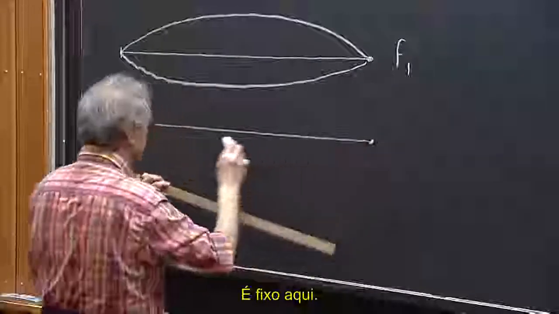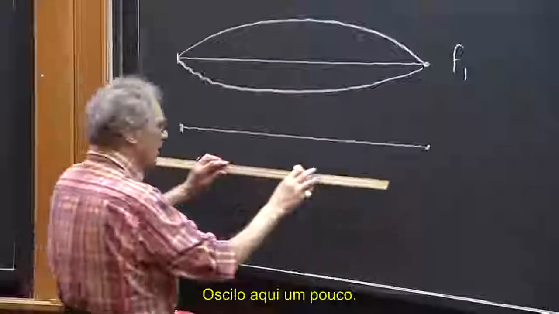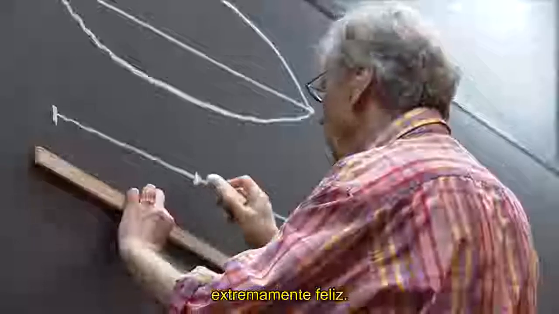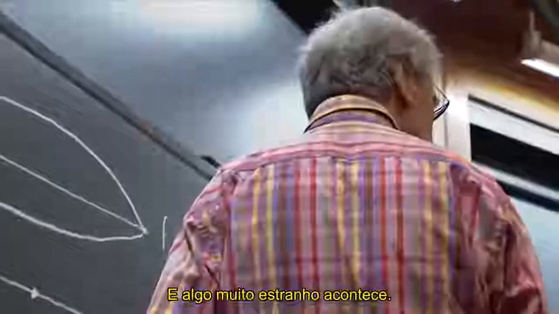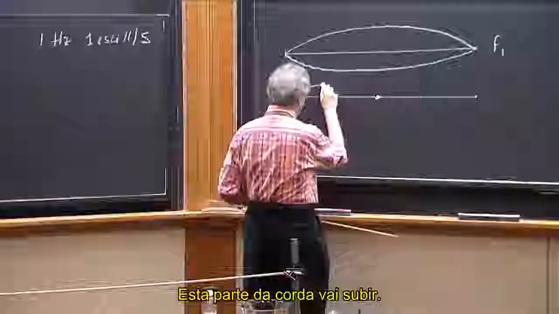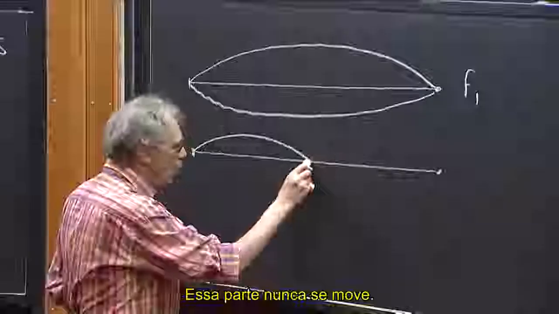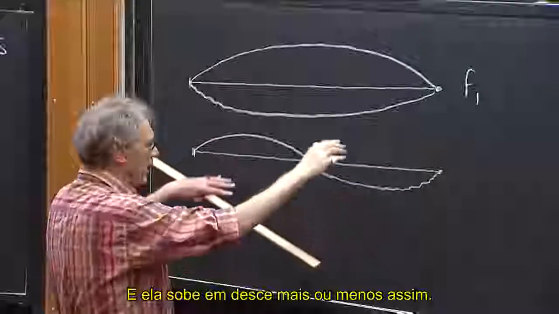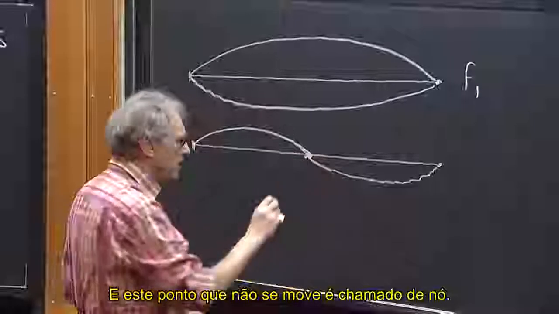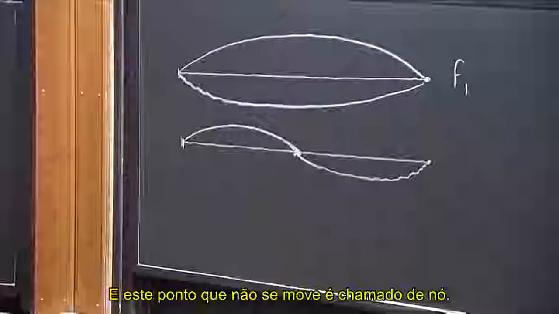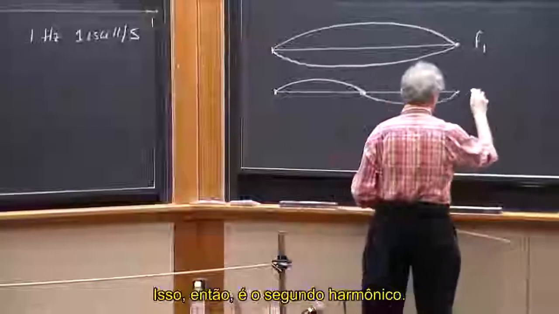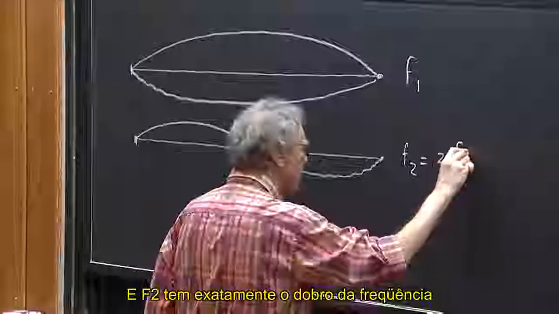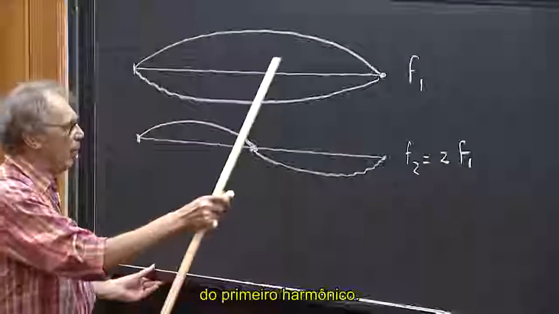It's fixed here. I oscillate it here a little bit, and then all of a sudden, the string will again be extremely happy, and something very strange happens. This part of the string will go up, this part never moves, and this will go down, and it goes up and down like this. And this point that doesn't move is called a node. This then is the second harmonic, F2, and F2 has exactly twice the frequency as the first harmonic.